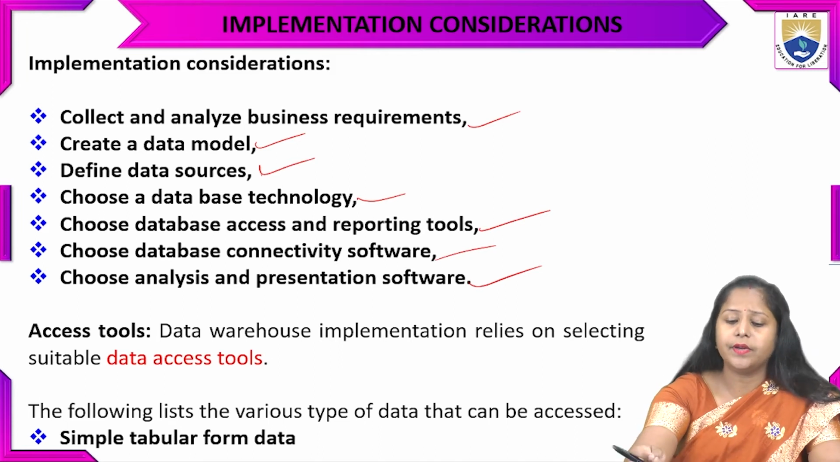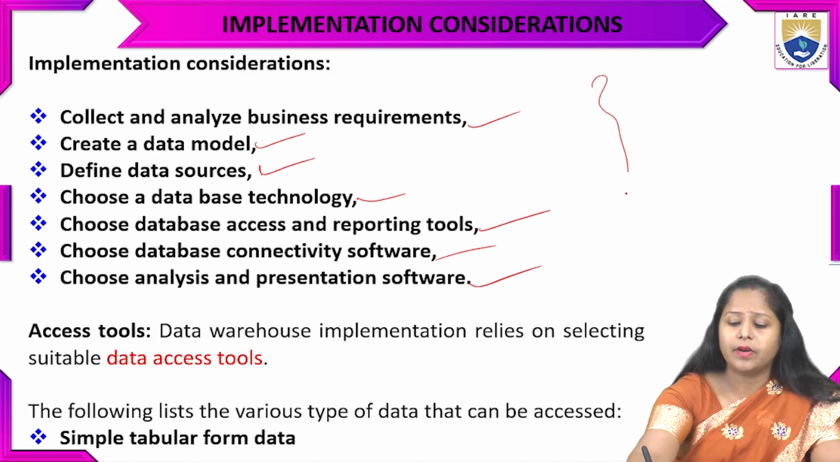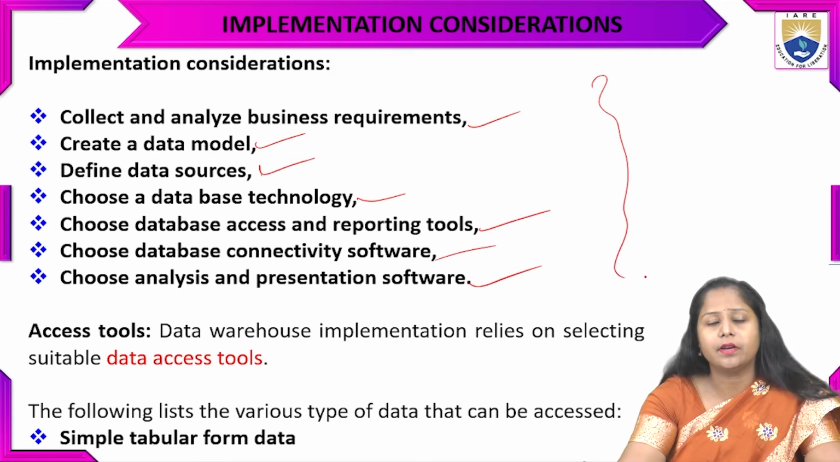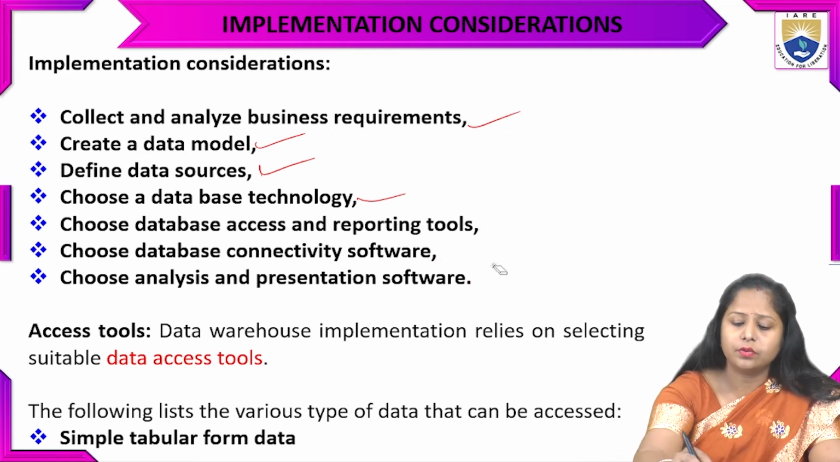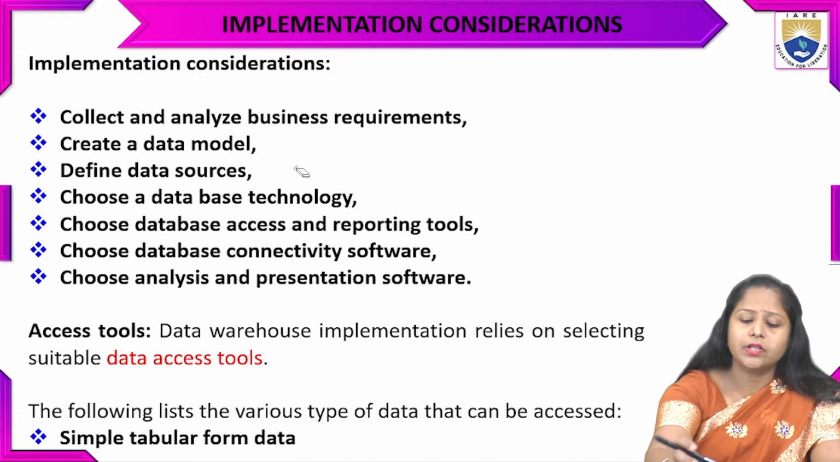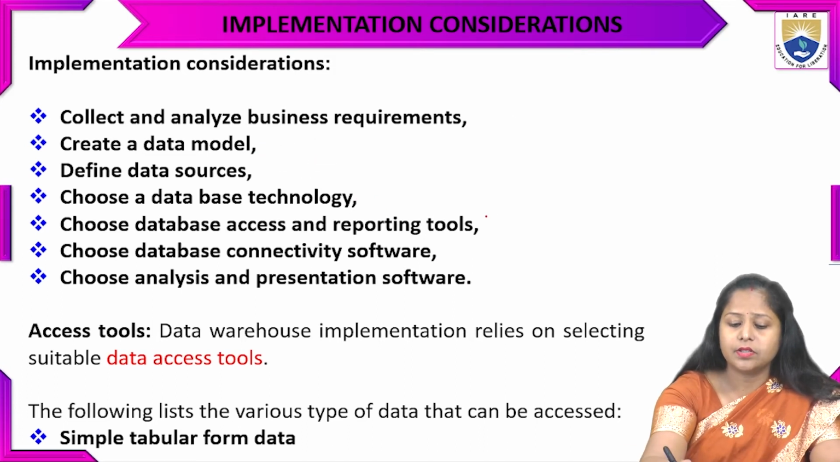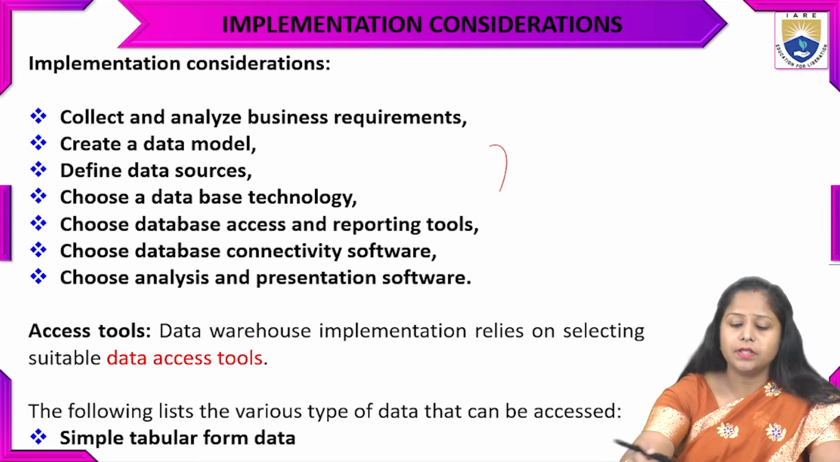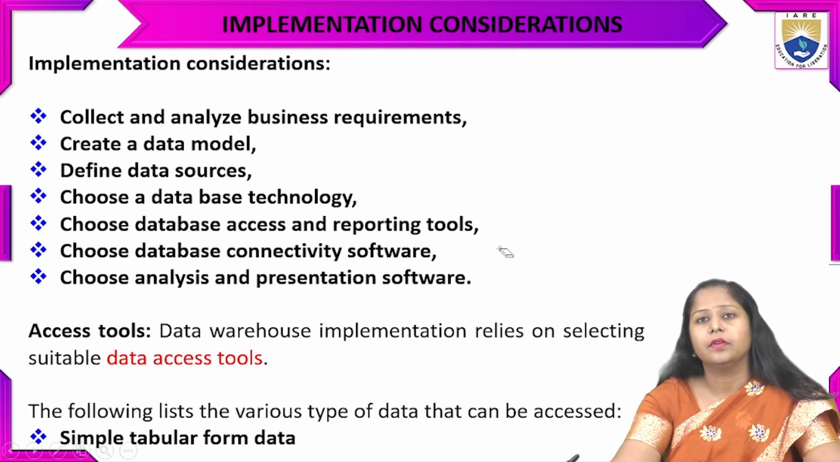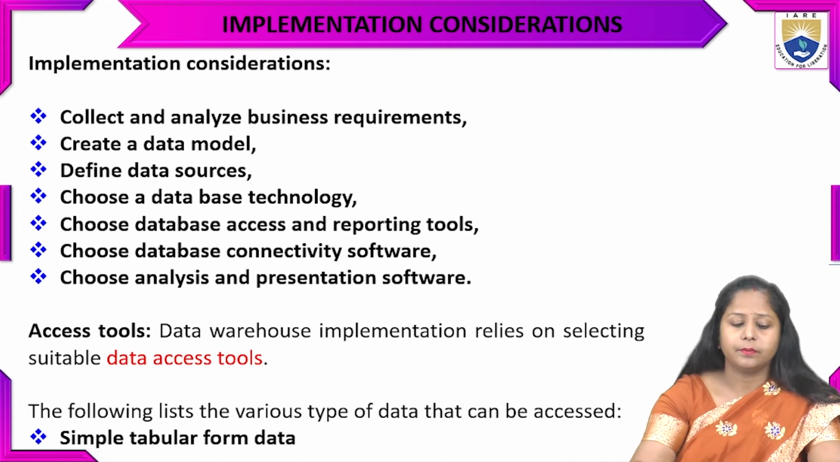So these are the different phases in which we are going to implement a data warehouse, in which we are going to do the data modeling. In the different three tiers, we are going to analyze these seven different phases. We are going to achieve these in the data warehouse implementation.